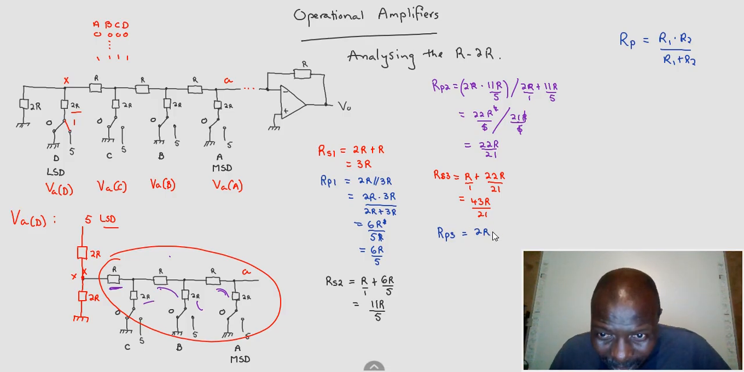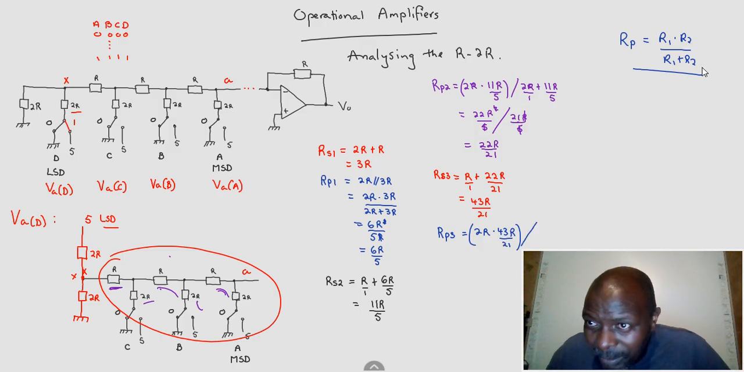So anyway, let's say it is that part there. So it's parallel, so it's going to be times, then plus. We go back to this. So this is 2R times 43R over 21, divided by the plus part, which is 2R plus 43R over 21.